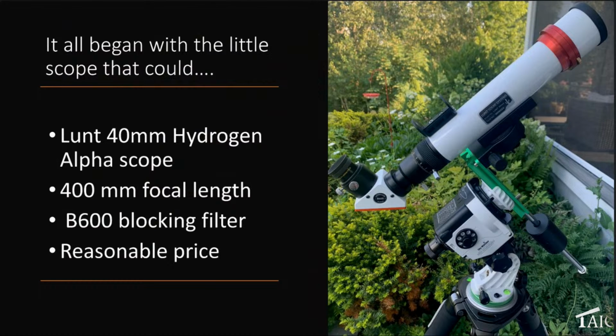And Lunt has just also released a double stack module, which you would screw on the front of the Lunt 40, and you would have what's called a double stack. And lots of people like to double stack the 2 etalons to get even more contrast with your solar images. So I love this telescope visually, and I'm going to show you how I used it to take images as well.